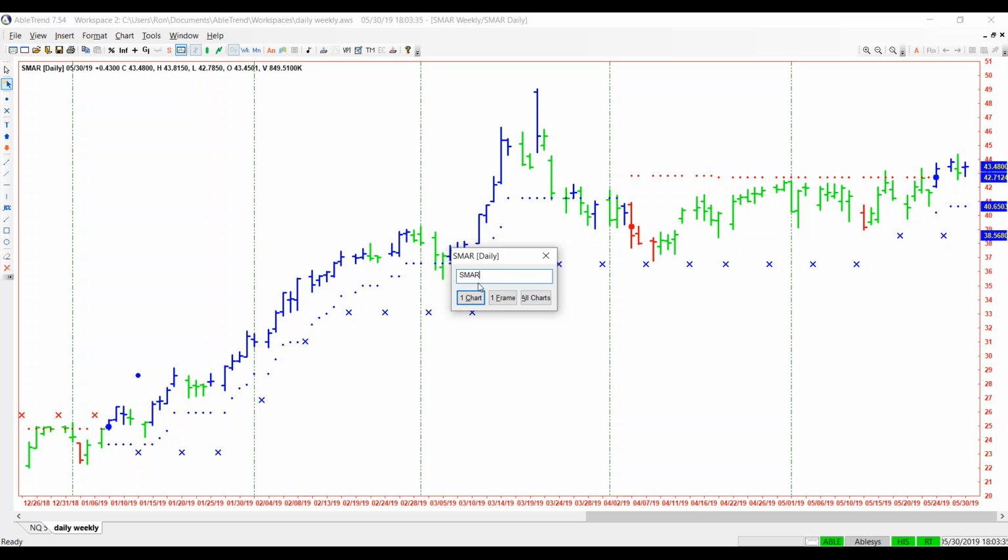And just type the symbol in, and as I was typing, this box popped up. I didn't click anything. I just started typing. The box popped up, and then you always click one frame. One frame. So we had a buy signal here a couple days ago.